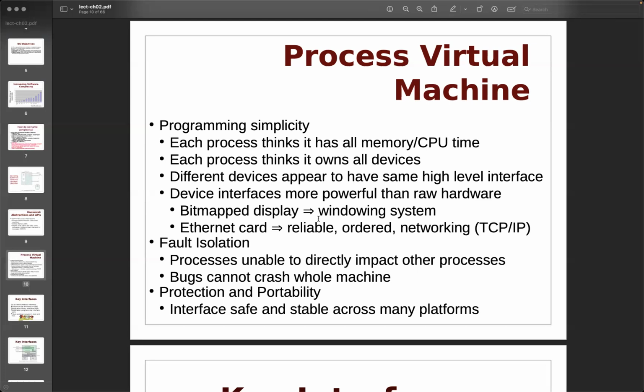And then protection and portability: make sure the interface is safe and stable across many platforms. When we connect all these interfaces together, if this USB or one link has some issue, it shouldn't affect others, maybe my storage, my display, my keyboard or mouse, unless there's some virus or something apart from that.